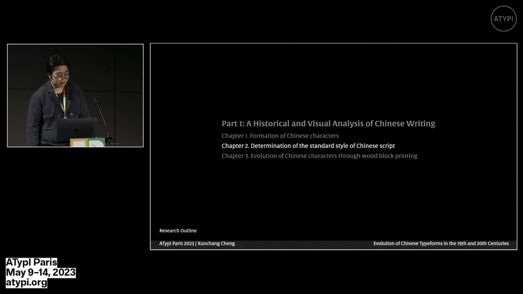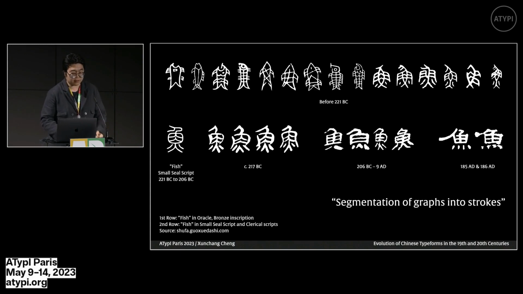The second chapter of my research is the determination of the standard style of Chinese scripts. After the formation of Chinese characters, the first row is bronze inscriptions and oracle bones. The structure has not changed too much, but most characters totally lost their pictorial features and became symbols, comprising dots and vertical, leftward and rightward strokes in order to facilitate writing. This process can be seen as a kind of segmentation of graphs into strokes.